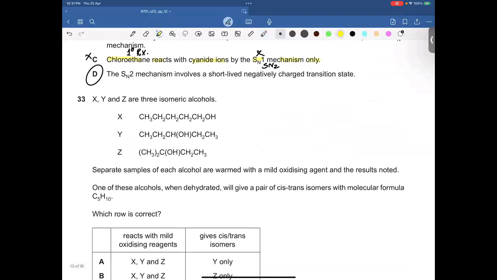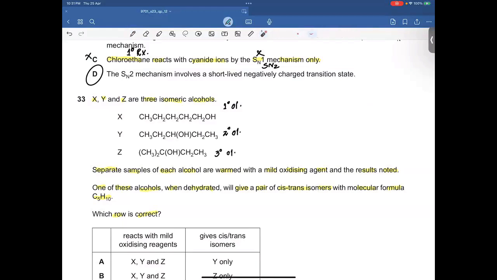Question number 33. Y, X, and Z are 3 isomeric alcohols. Separate samples of each alcohol are warmed with a mild oxidizing agent and the results noted. One of these alcohols, when dehydrated, will give a pair of cis-trans isomers with molecular formula C5H10. Which row is correct? So this is a 1 degree alcohol, this is a 2 degree alcohol, and this is a 3 degree alcohol.